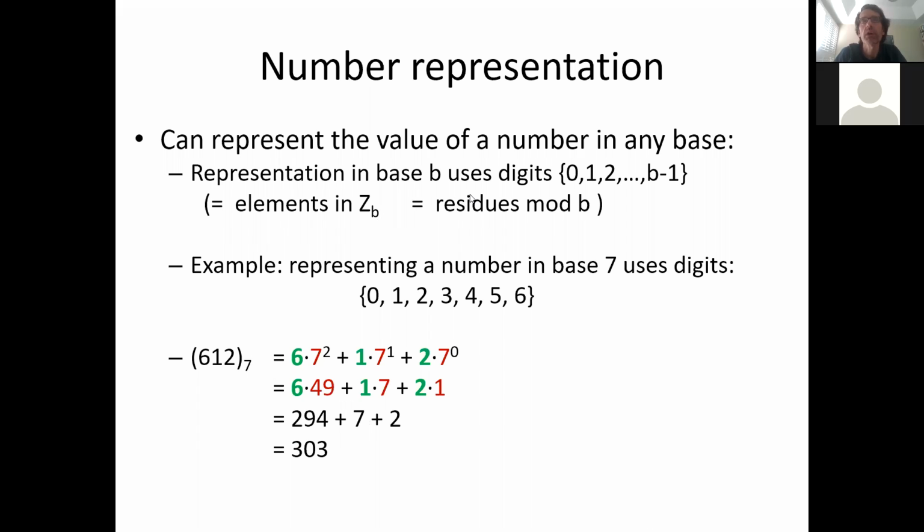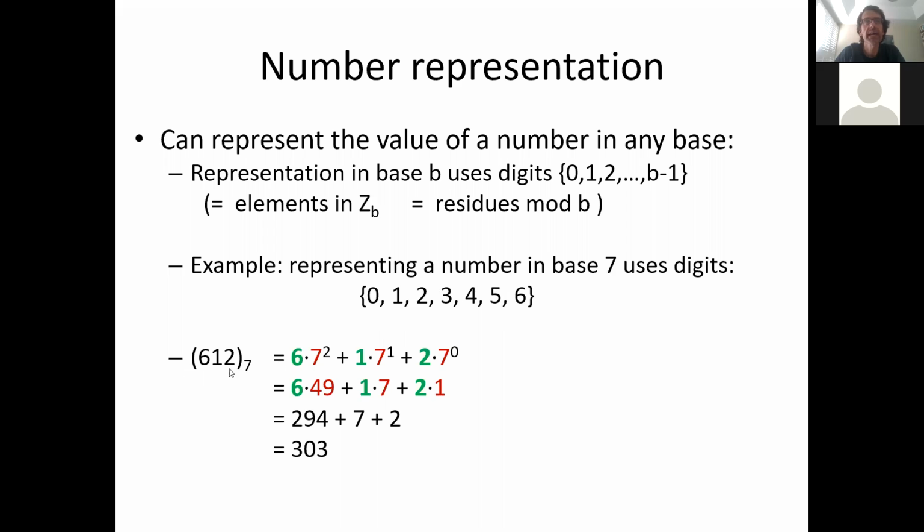So the digits in base B are in this set. We introduced this in modular arithmetics: Z_B was integers modulo B, so all remainders from integer division by b, which is 0 through b minus 1. This is the highest remainder from division by b. These are the residuals mod b, and these are also the digits in base b representation. So say base 7, you would have this set of digits. By the way, this is 7 digits, because you start at 0, so you end at base minus 1.